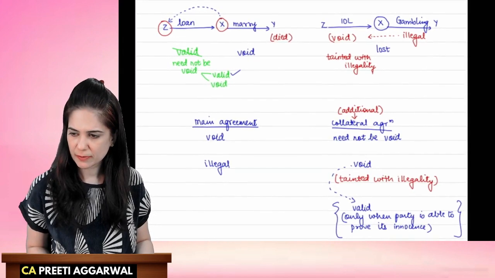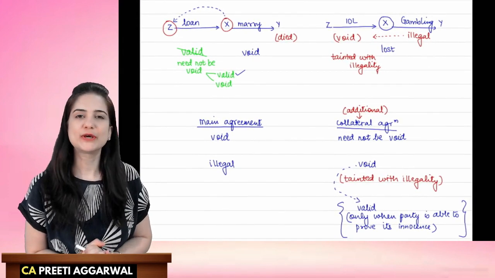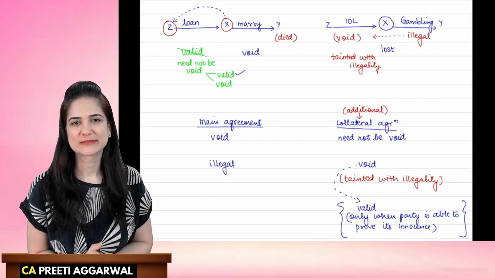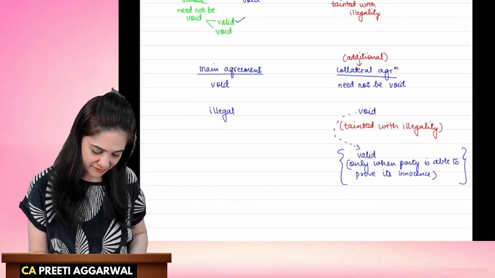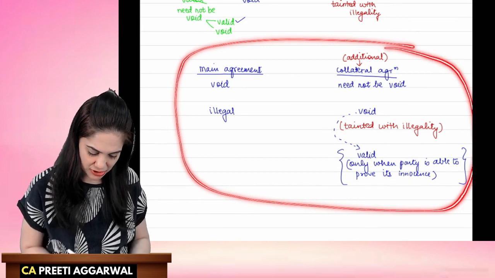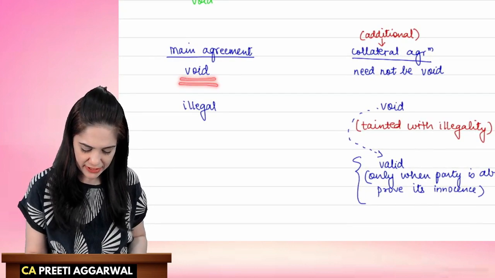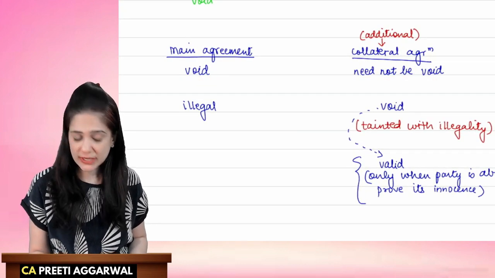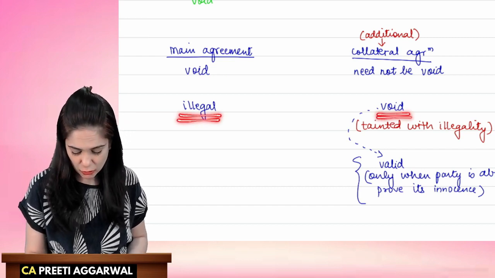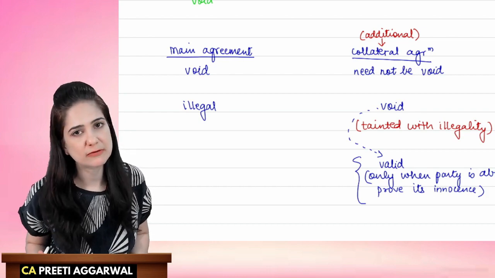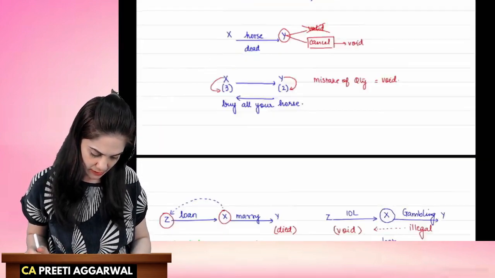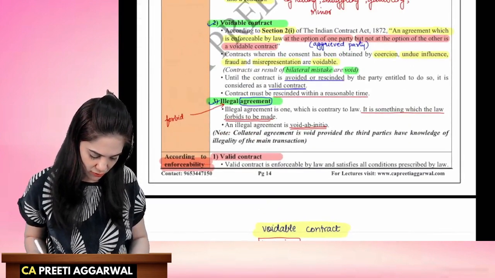I think you can now pause the video and copy all this in your notebook. This table will definitely help you in your examination. If the main agreement is void, the collateral need not be void. But if the main is illegal, the collateral is also affected by illegality. The collateral becomes void. So that was about illegal.